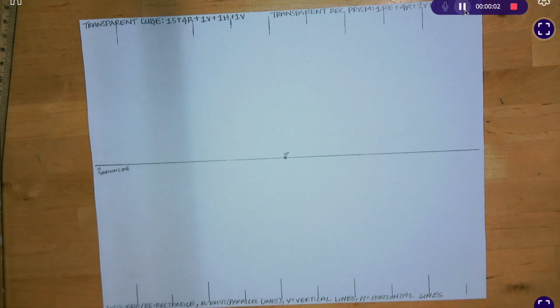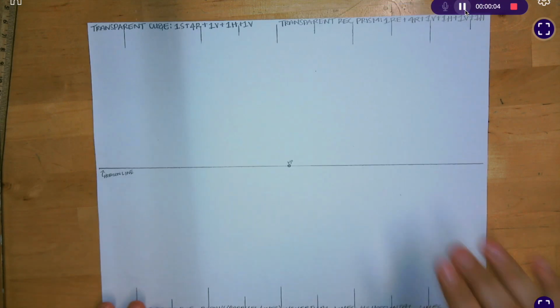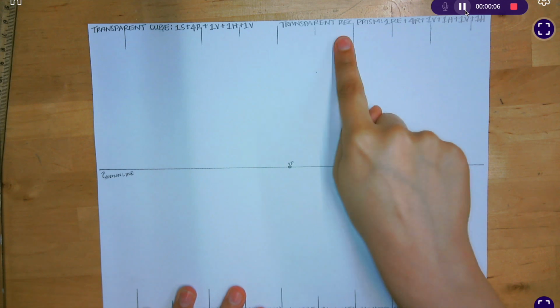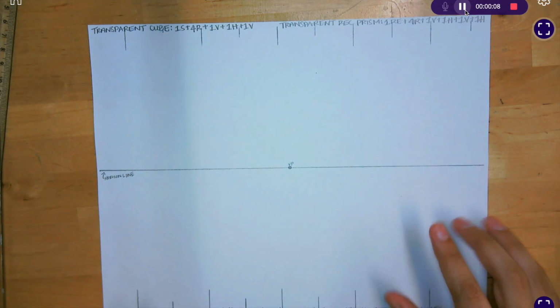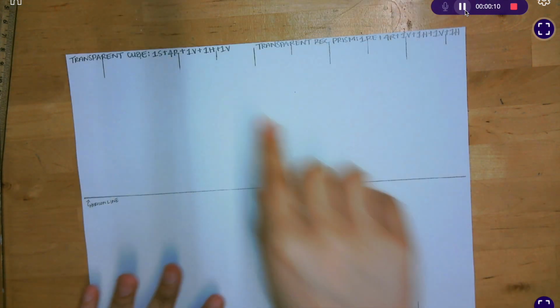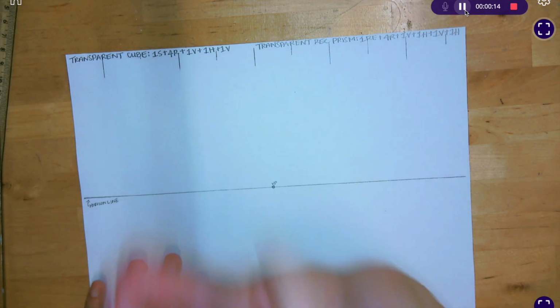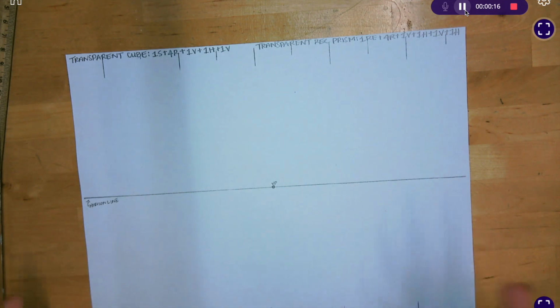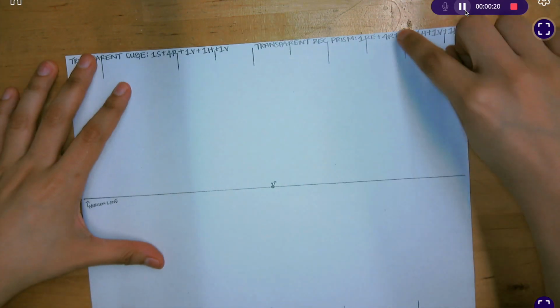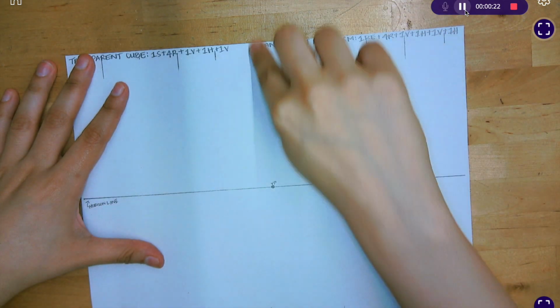Okay, hey guys, in this video I'm going to show you how to draw transparent cubes and transparent rectangular prisms. We are going to be changing the drawing technique just a little bit. We're going to be adding lines, that way we can see through the objects. Now, these lines here are all 1 inch measurements.